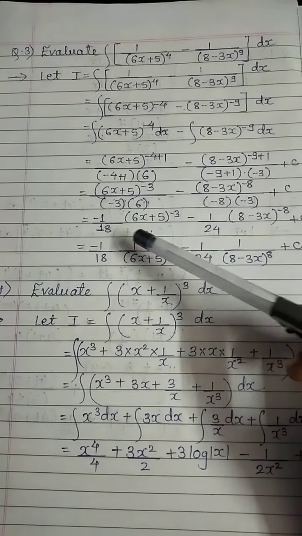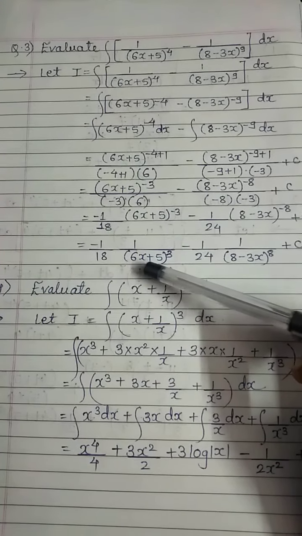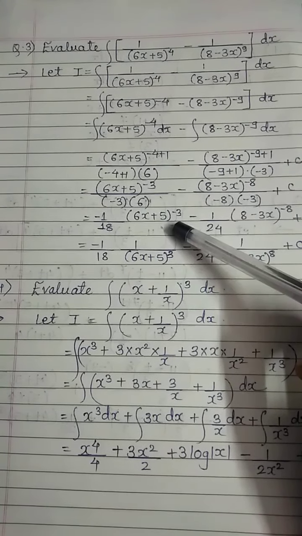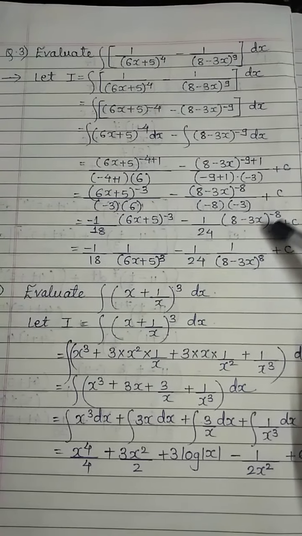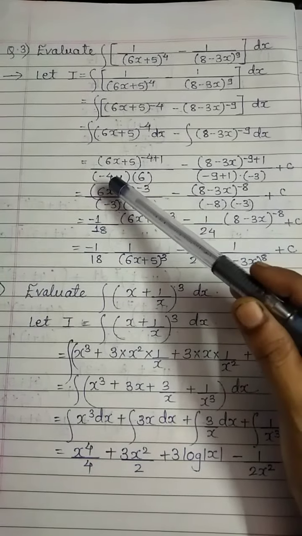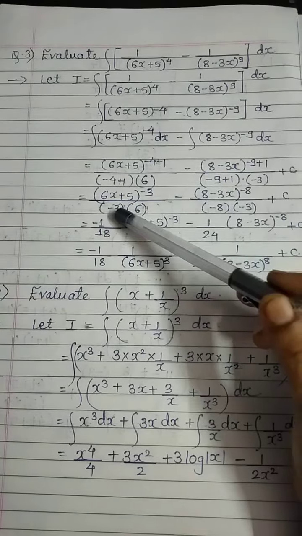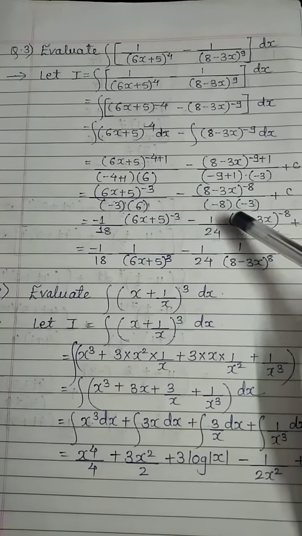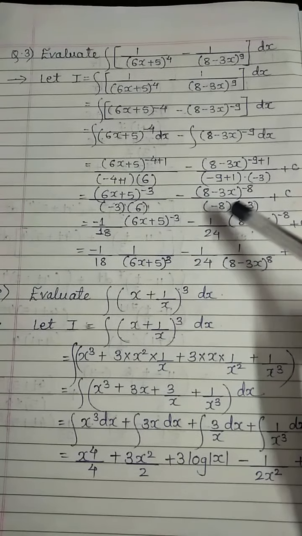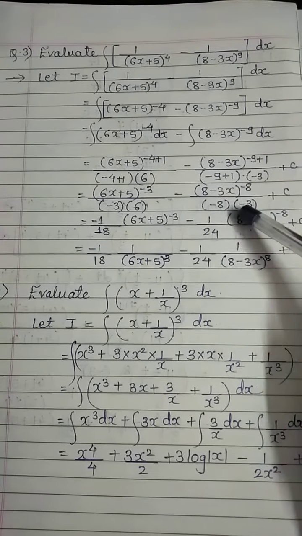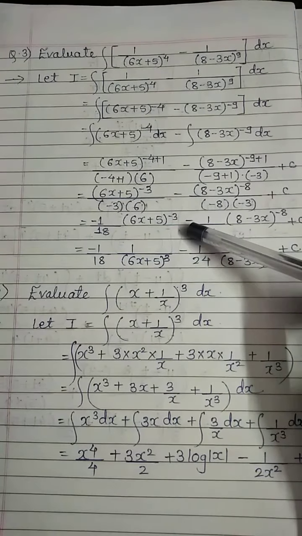So after simplification we will get −1/18 times 1 upon (6x + 5) bracket raised to −3, minus 1/24 (8 − 3x) bracket raised to −8 plus c. When we simplify this denominator, we get −4 + 1 as −3, and −3 into 6 is −18. Similarly here, −9 + 1 is −8, into −3. So while multiplying both the terms, minus minus will become plus, and 8 threes are 24. So this middle minus sign will remain as it is.